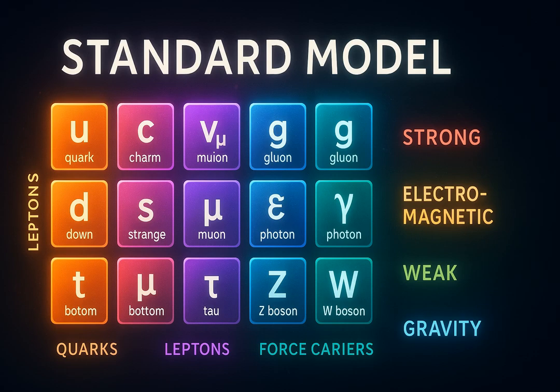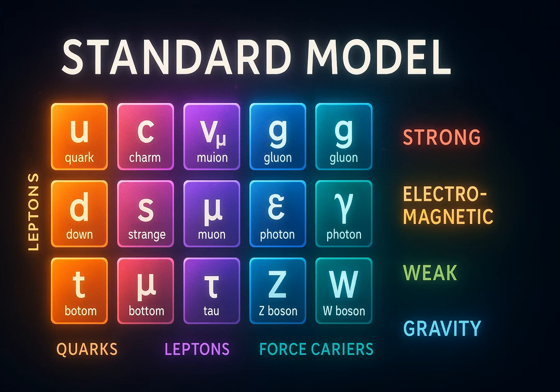It also doesn't fully explain the matter-antimatter asymmetry. Meaning why there's so much matter and so little antimatter? Exactly. The Big Bang should have created equal amounts. If it had stayed that way, matter and antimatter would have annihilated each other, leaving just energy. No stars, no planets, no us. The Standard Model has mechanisms for asymmetry, but not nearly enough to explain the universe we see. That's fundamental to our existence.